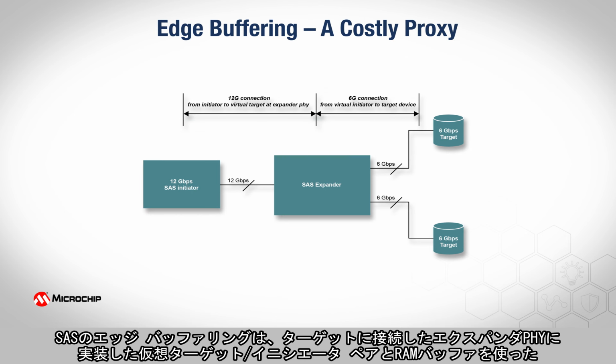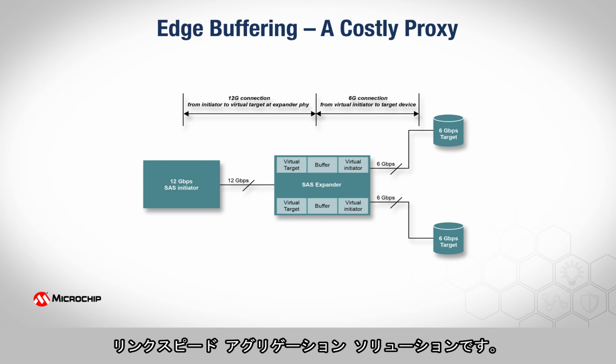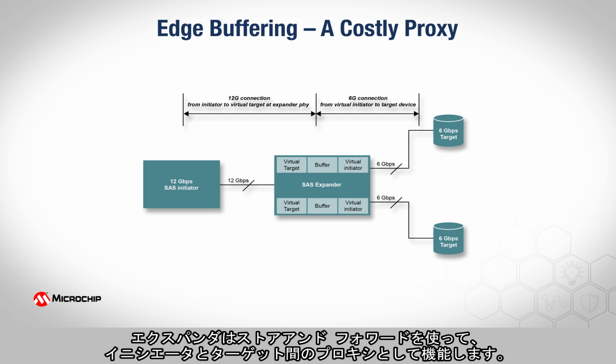SAS edge buffering is a link speed aggregation solution that uses a virtual target initiator pair with a RAM buffer implemented at each target attached expander PHY. The expander then acts as a proxy for the initiator-target relationship by using a store and forward mechanism.